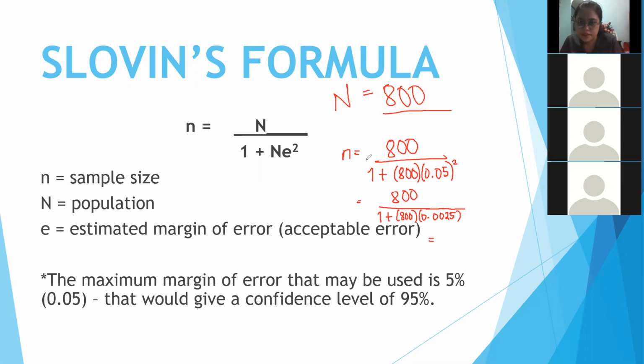Limited ito ang space. 800. Ato jud siyang step by step, no? Patience is a virtue. 1 plus 800 times 0.0025. So, or scientific notation, 2.5 times 10 raised to the power of negative 3. So, this is 2. Okay, very good.